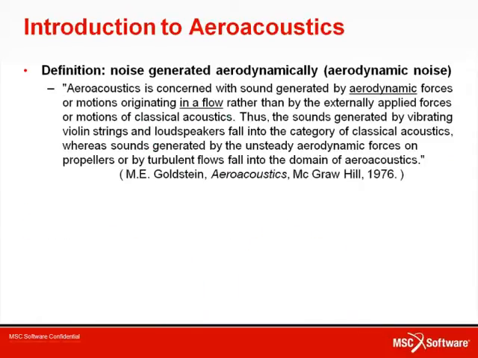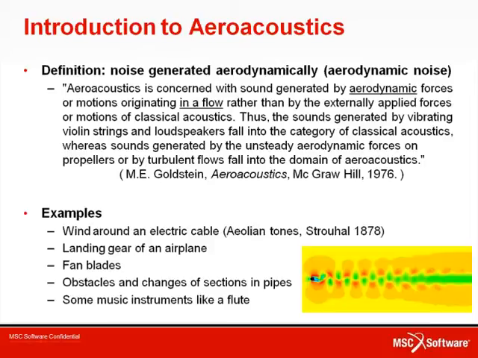So the field of aeroacoustics is related to the noise generated by a turbulent flow. A rigorous and well-accepted definition was provided by Goldstein in 1976. Examples of aeroacoustic problems include the wind noise generated by the turbulence around an electrical cable or around the landing gear system of an aircraft, or the noise generated by the rotation of the blades of a fan. But it also includes the noise from turbulent flow produced in an intake or exhaust system by the presence of obstacles or section changes, and also the sound produced by some musical instruments like a flute, which also has a turbulent origin.